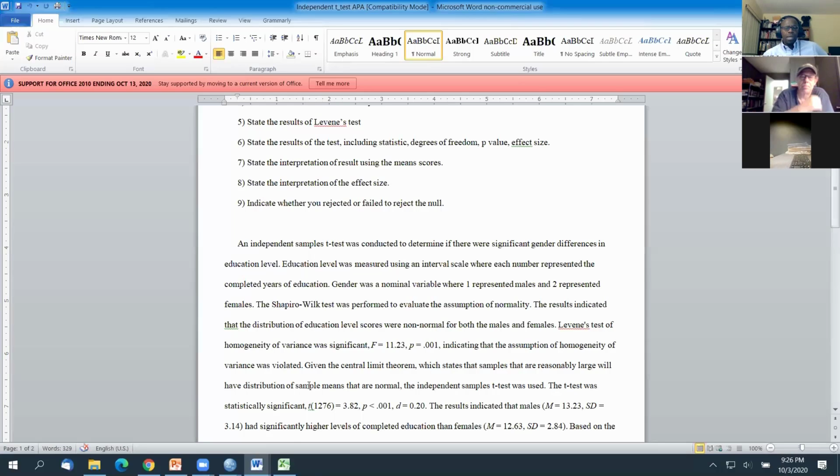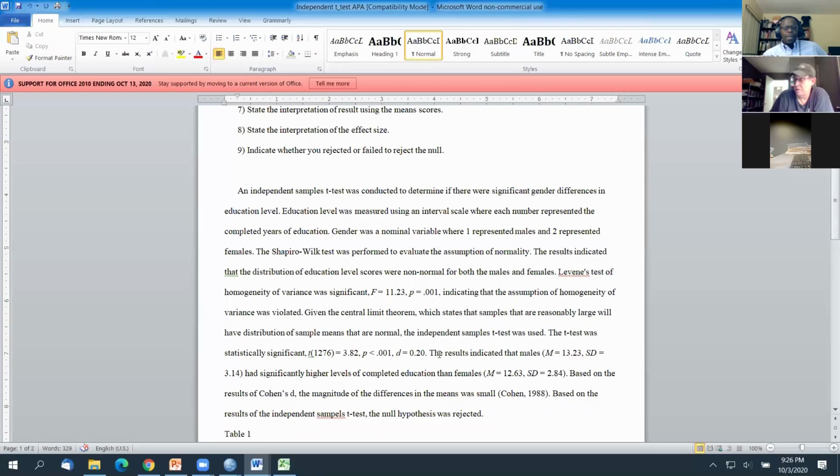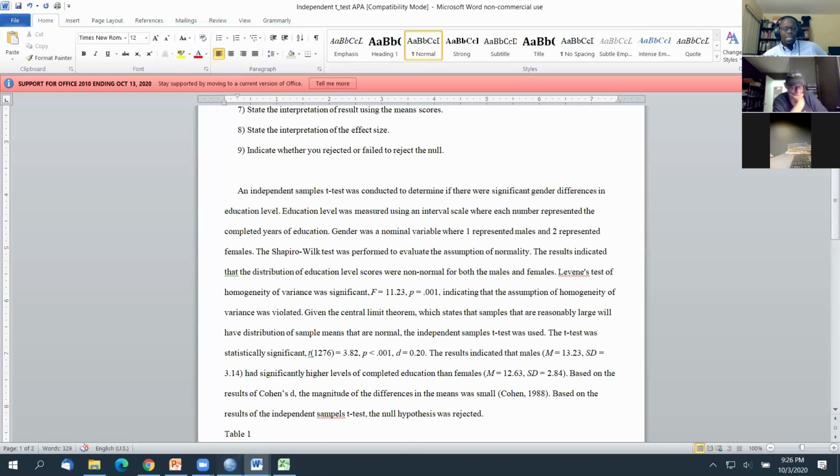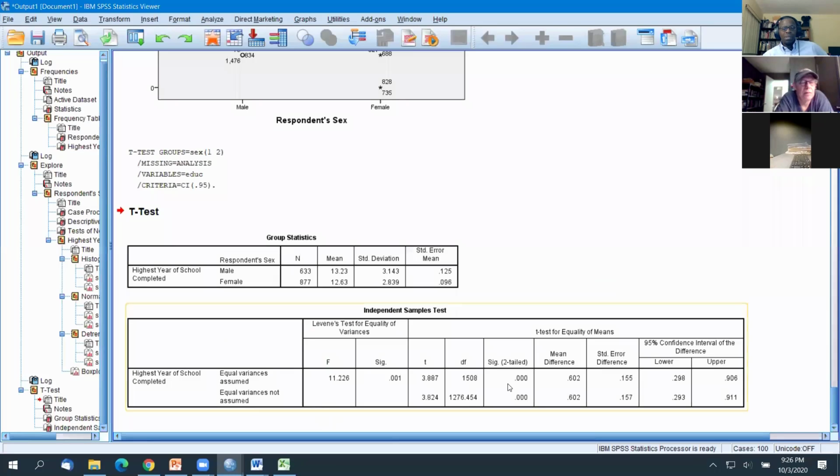Okay, great. All right. So now we talk about the results of the t-test. So the t-test was statistically significant. So you have the t-value, you have the degrees of freedom, right? This was the degrees of freedom that we use because it was at the bottom, right? Because anytime you have this less than 0.05, you use the scores at the bottom.